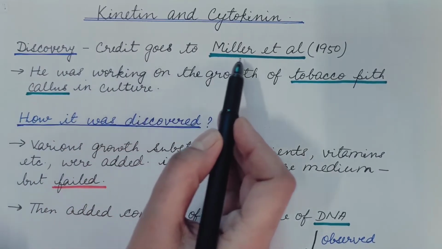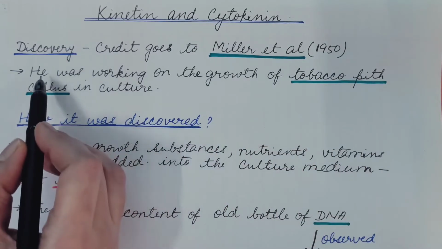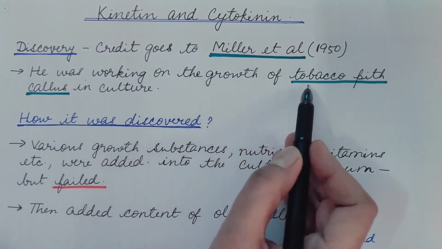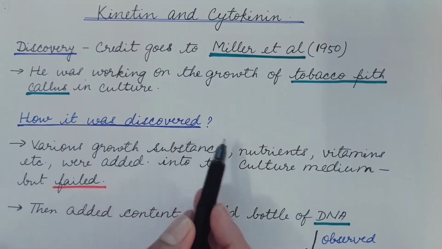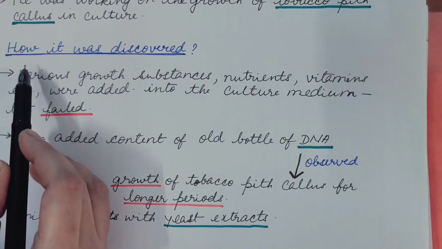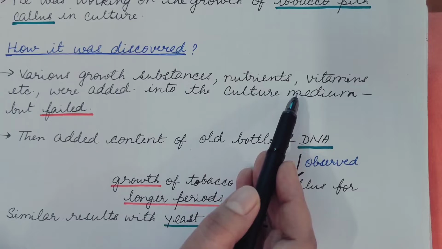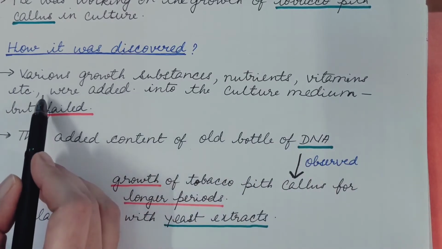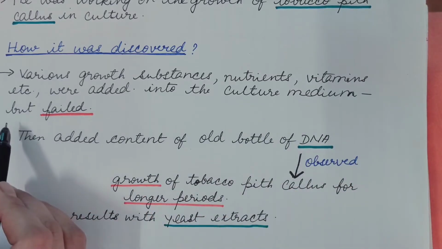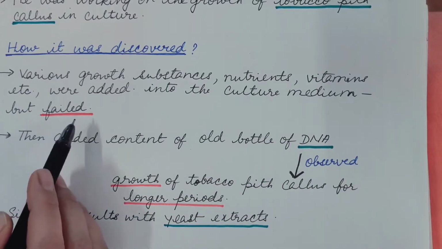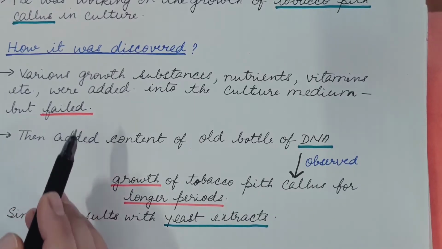Credit goes to Miller et al. in 1950. He was working on the growth of tobacco pith callus in culture. How it was discovered? So while working on tobacco pith callus, various growth substances, nutrients, vitamins, etc. were added into the culture medium, but these failed to cause any growth in the callus culture.